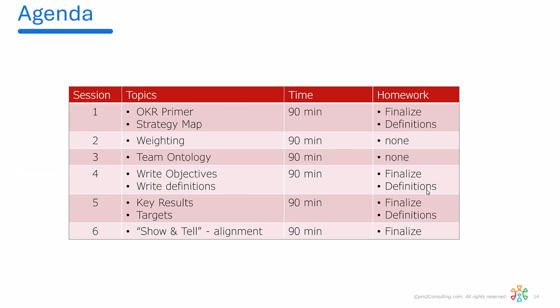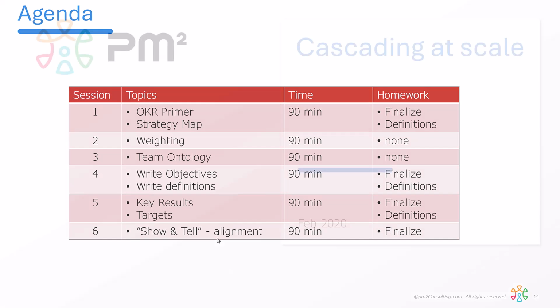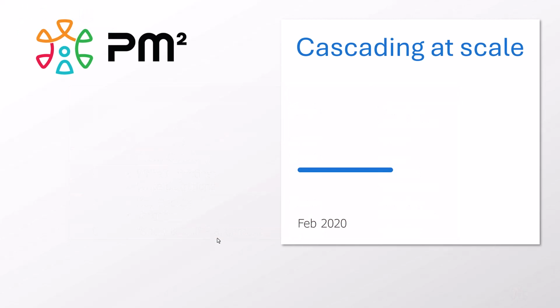So what that looks like is 6 sessions where we do the strategy map, weightings, team ontology, write the objectives and definitions, write the key results, and then do the alignment exercise. So that takes you through quickly what your 2 alternatives are, right? The direct cascade, the strategic cascade, and what that work looks like. Hopefully that gives you all the information you need to make a choice about how you proceed.